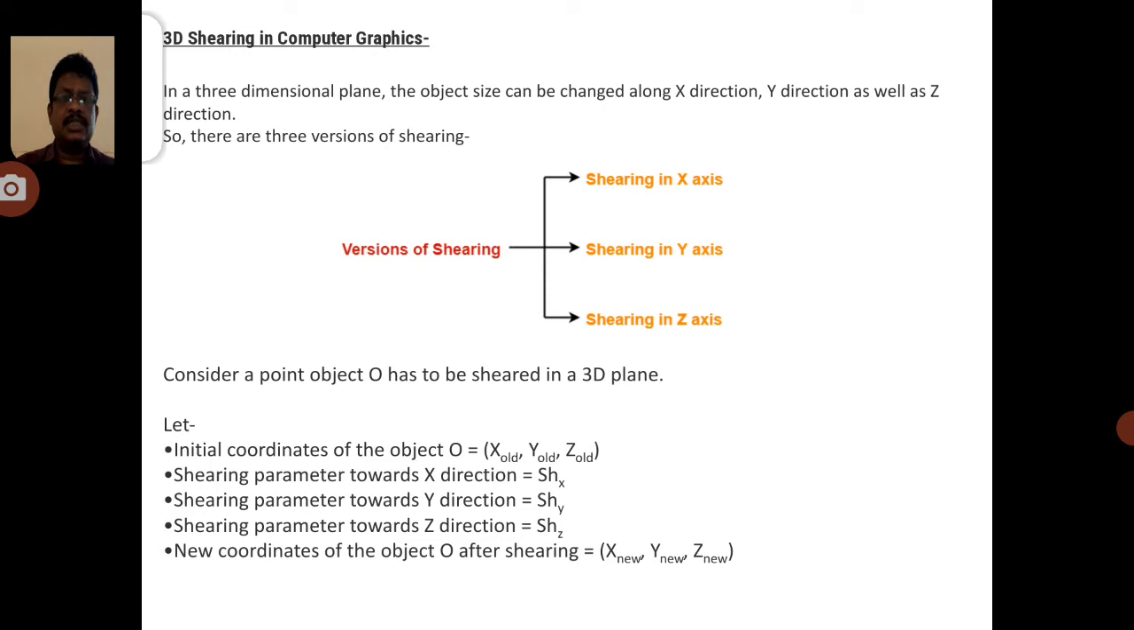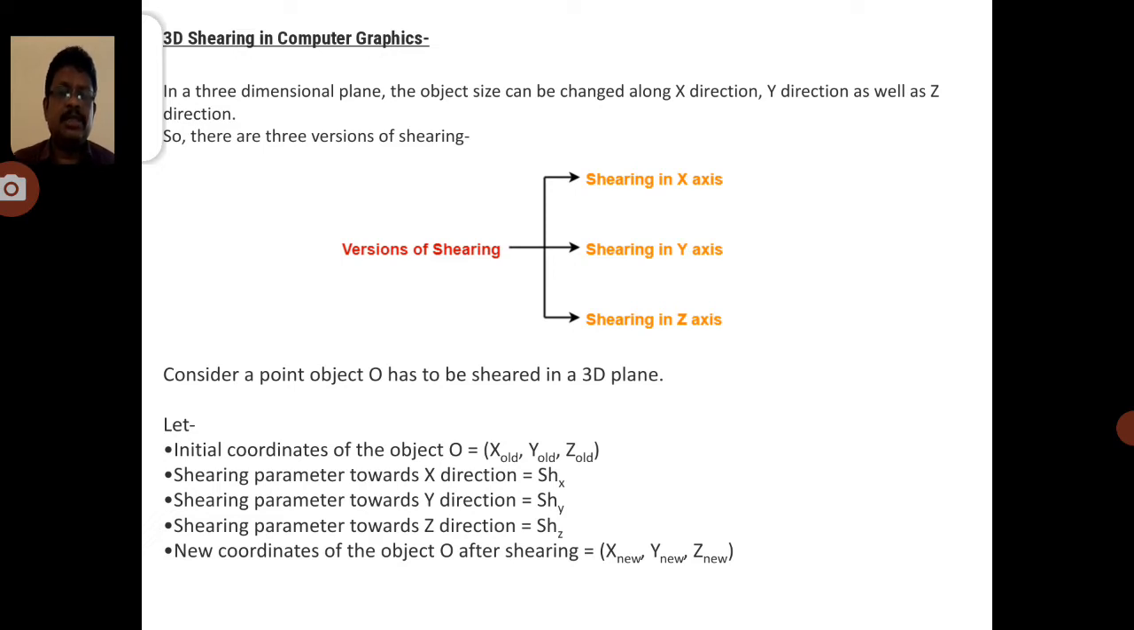So what shearing is, is that the object size can be changed along the x direction and the y direction as well as the z direction. It is somewhat different compared to the previous ones, because the shearing concept changes the size of the given object. Up to these transformation techniques, the object size could not be changed. Even in the reflection technique, the reflection is taken in mirror order only, that is 180 degrees, but it will not change the object.